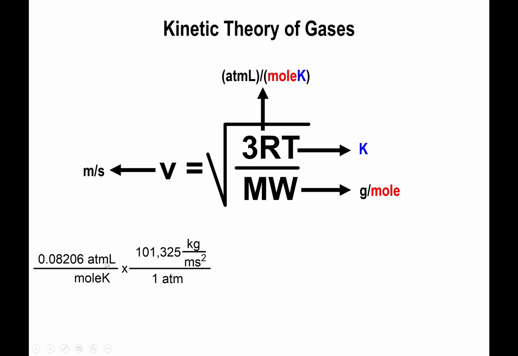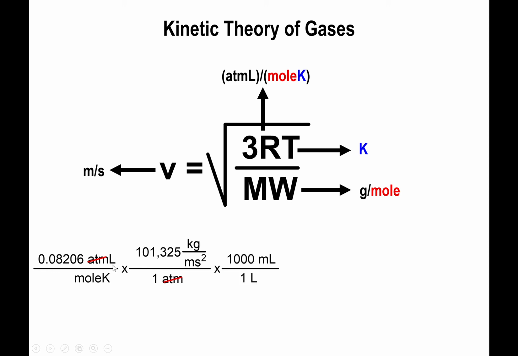So if we divide by 1 atmosphere and multiply by the corresponding pressure in pascals, which is 101,325, we cancel out the atmospheres and now we introduce kilograms, meters, and second square. That's good because now we're going to introduce units that can ultimately give us meters per second for speed.